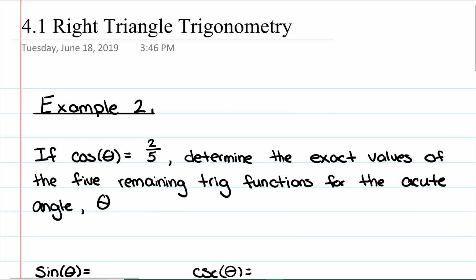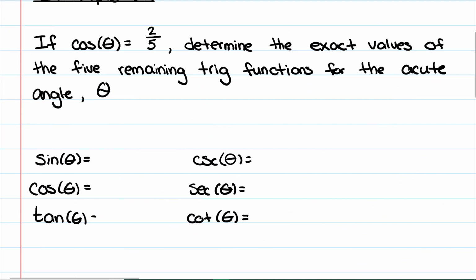Example 2. In this example, we're going to look at what happens if we're given one trig function and we want to find the remaining 5. So if cosine is equal to 2/5, determine the exact values of the 5 remaining trig functions for the acute angle theta. So the first step is to write down your 6 trig functions so you know what to do next.